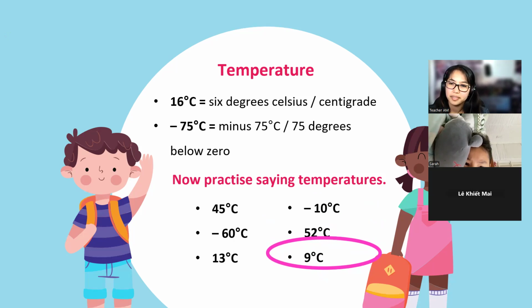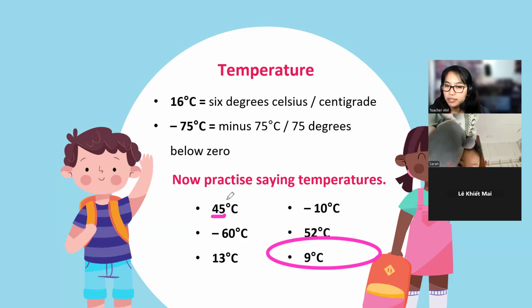Yes, Mai? It's 9. How about you, Sarah? It's 9 Celsius. You missed something. Try again. 9 degrees Celsius. Very good. So don't forget that every symbol here is equivalent to every word.